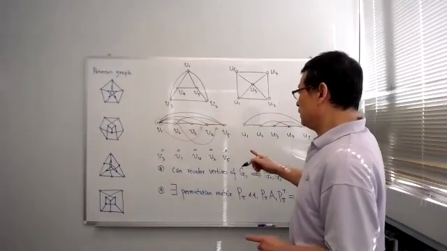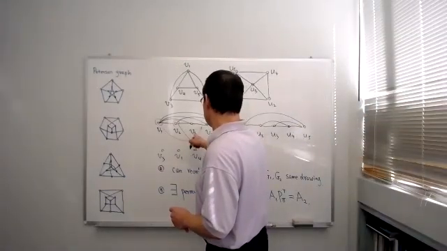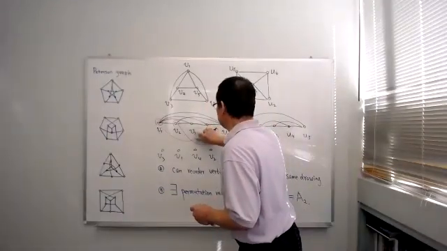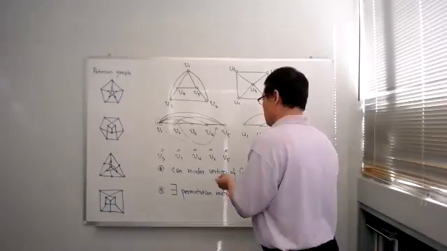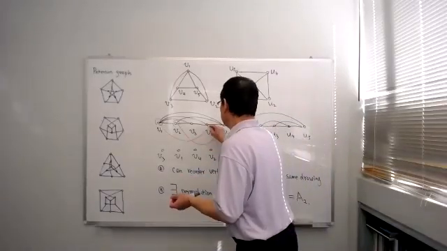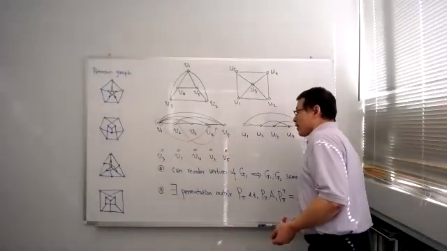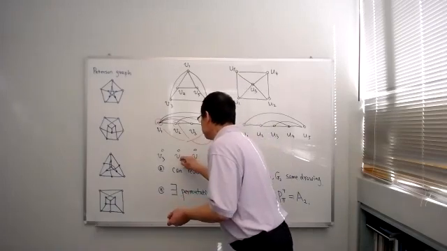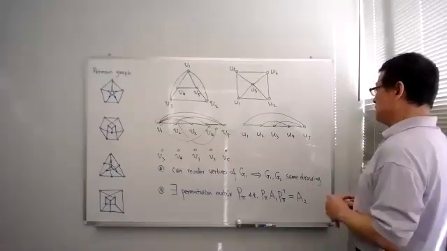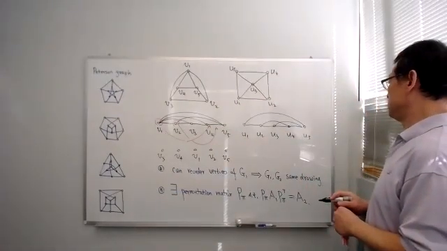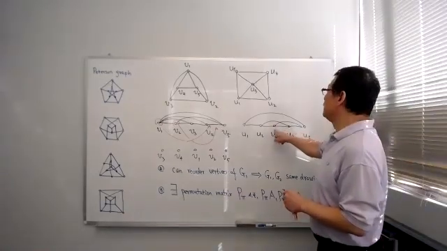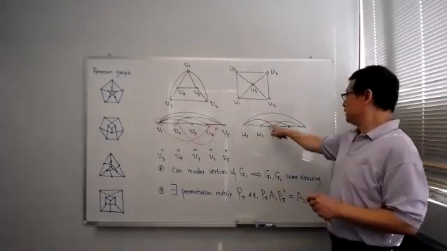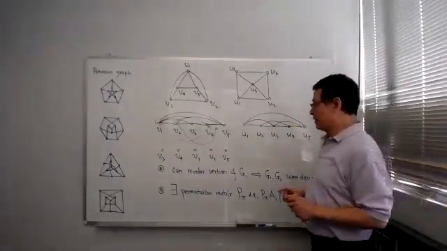Oh, so this location is wrong. It should be in the middle. So this one should be in the middle. This one should be here. All right. I missed one link here. One link is missed. So it looks like this. I forgot this edge in this part.